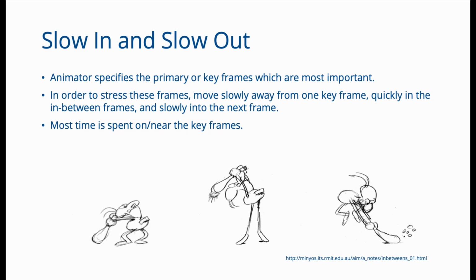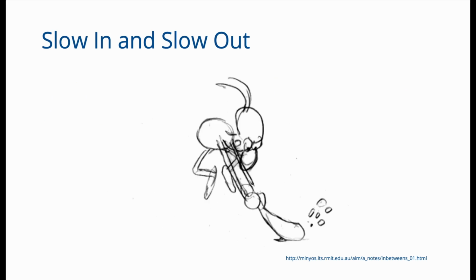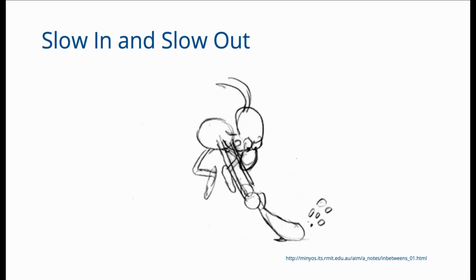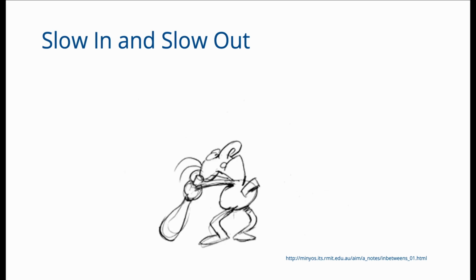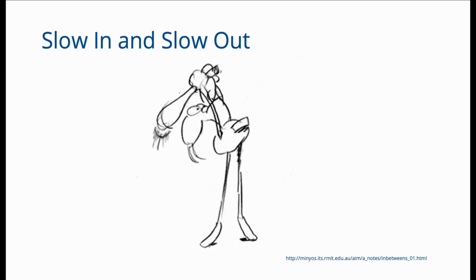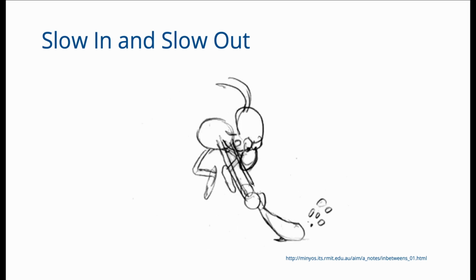So here you can see that there is this guy who is lifting this club up and he is bringing it down with some amount of force. So if I just animate it using these three keyframes, then the movement looks like this. This is just three keyframes. There is no slow in and slow out here. The timing or the distance or the number of frames between these three keyframes is the same.